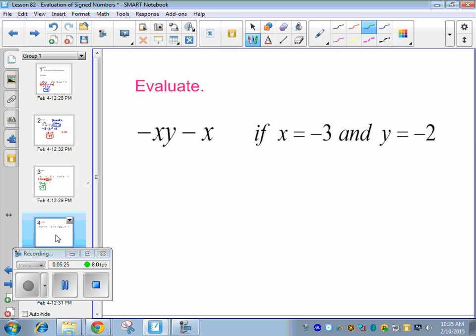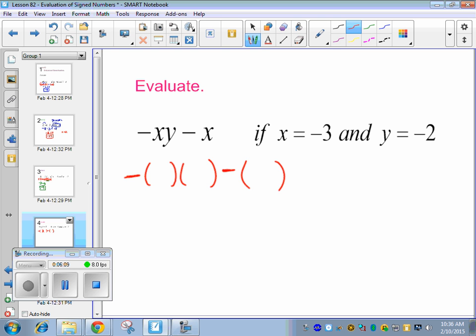Evaluate. So now I have negative x times y minus x if x is negative 3 and y is negative 2. Why is there a negative in front of negative 3? X, because x is negative 3. So there's two negatives. There's one from the substitution part and one from the thing you're plugging in. Okay? So we're going to rewrite this negative sign. Okay? That one just stays. Then we're going to substitute in for x. Then we're going to substitute in for y. Then we have this minus sign. And then we're going to substitute in for x.